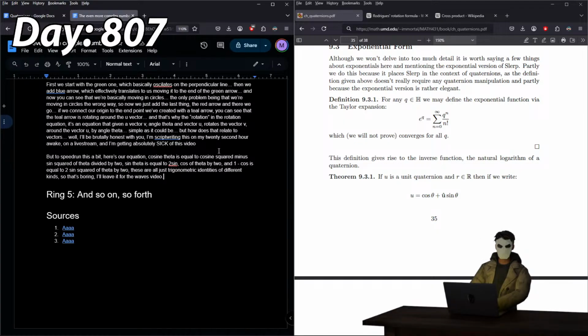And that's why the rotation equation is an equation that, given a vector v, angle theta, and vector u, rotates the v around the vector u by angle theta. Simple as it could be. But how does that relate to quaternions?